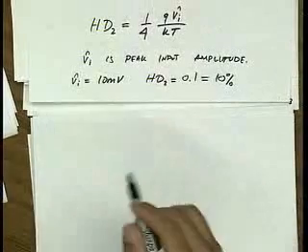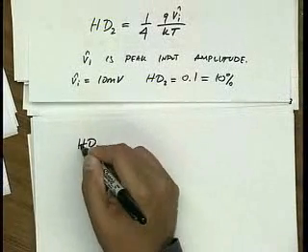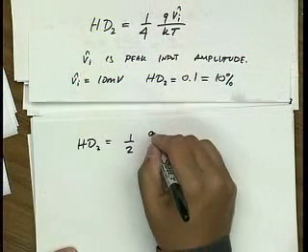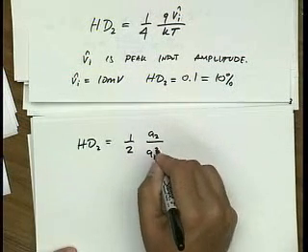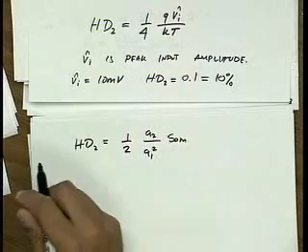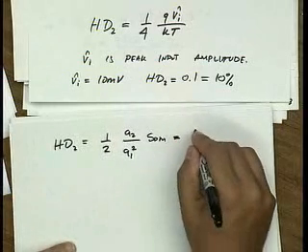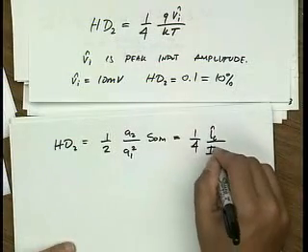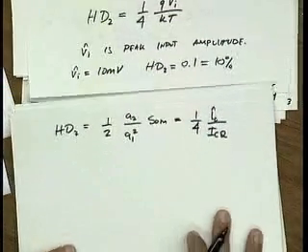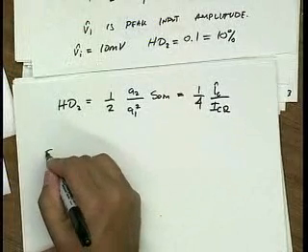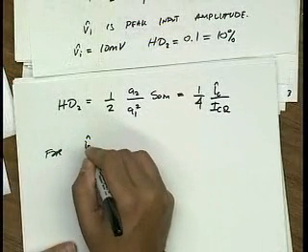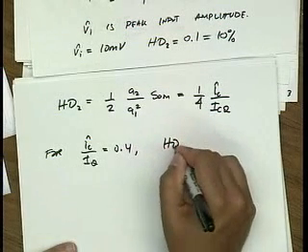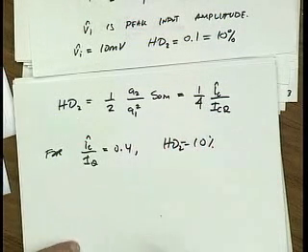We could also express HD2 in terms of the output current. Remember, we found that HD2 is 1/2 A2 over A1 squared times the magnitude of the output. So plugging in, that gives us 1/4 the collector current amplitude divided by ICQ. So for instance, for an IC over ICQ of 0.4, we also get 10%.